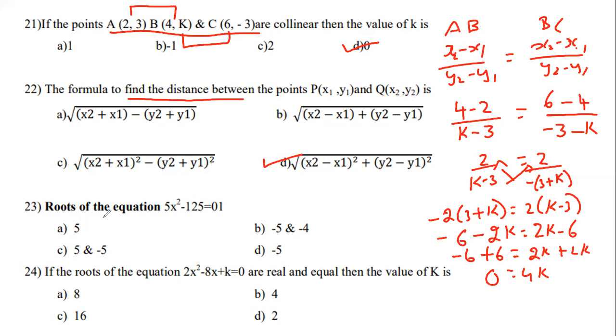23rd question. Root of the equation 5x squared minus 125 is equal to, some mistake is here. Consider this one as 0. Okay. So we'll get 5x squared equals minus 125. Shift this to this side. It will become plus 125. 5x squared equals, sorry, cancel this one. 5. Just a minute.